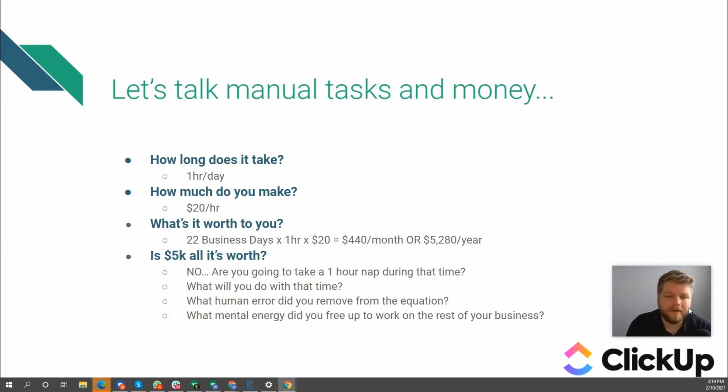So it's really important that you understand, as you're getting in here and understanding what this looks like and where it's going, how much human error am I going to remove? What does the time actually take? Is it only worth the $5,000 if you're only expecting to use it a year? No. Are you going to take a nap during that time? So it's important that you're really digging into what is it really worth and giving yourself a budget to automate.